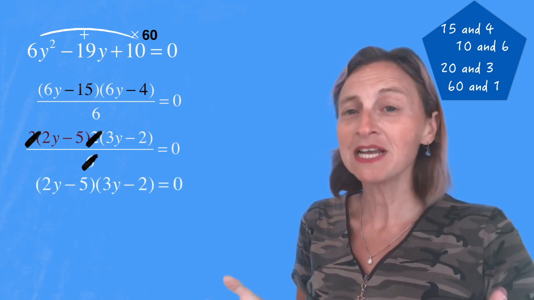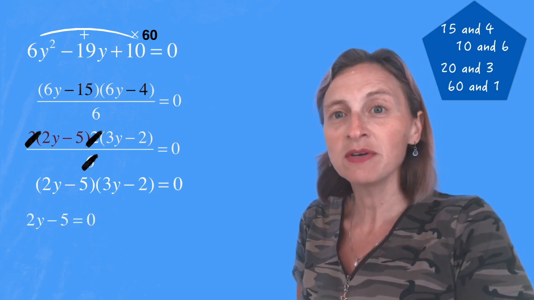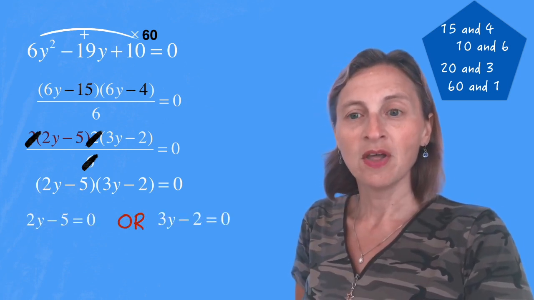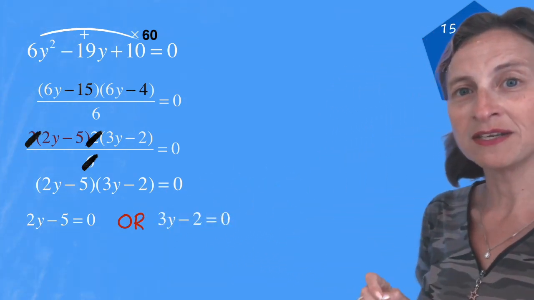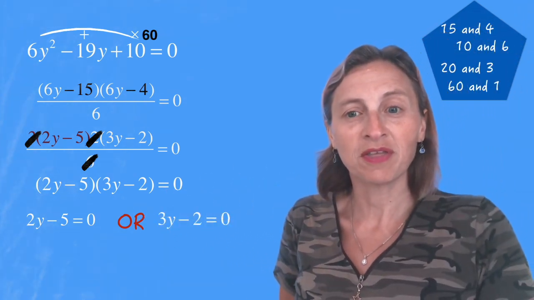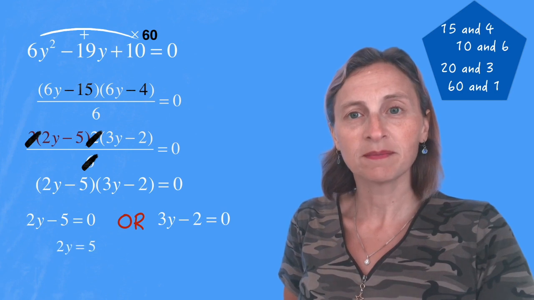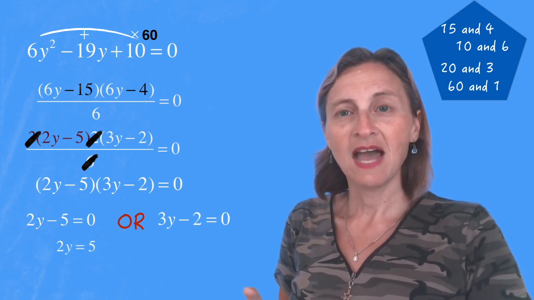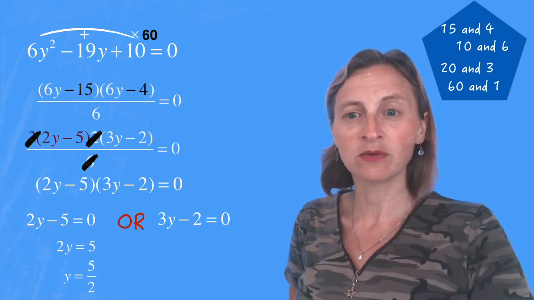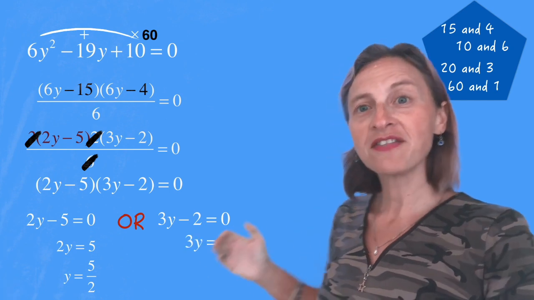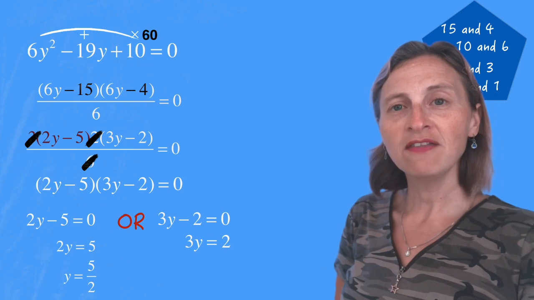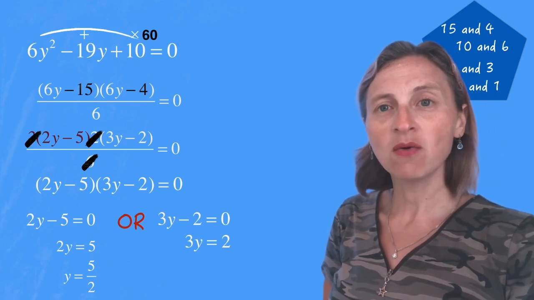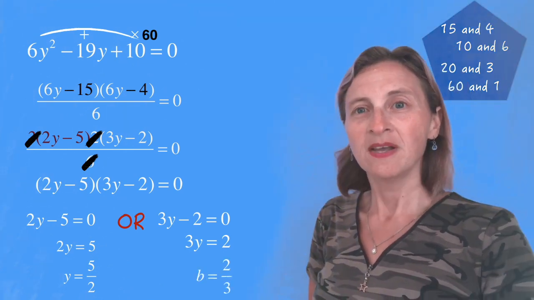And then I write down what's left. 2y minus 5 can equal 0, or 3y minus 2 can equal 0. And then we solve each one separately. And I'm left with 2y equals 5. And then divide both sides by 2. So y equals 5 over 2. And on the other side, 3y equals 2 by taking the minus 2 to the other side. And then dividing both sides by 3, I get y equals 2/3.